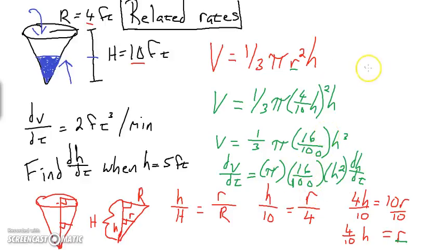Okay, so the last step is inserting our numbers in and then using algebra to solve this. So let's do that maybe in purple. So dv dt you already have. We got that number, so let's underline it over here. dv dt, the same dv dt I have over here, is equal to 2 feet cubed per minute. So 2 is equal to pi, that doesn't change, times 16 over 100 times h squared. H is 5, so h squared is 25, and times the dh dt.